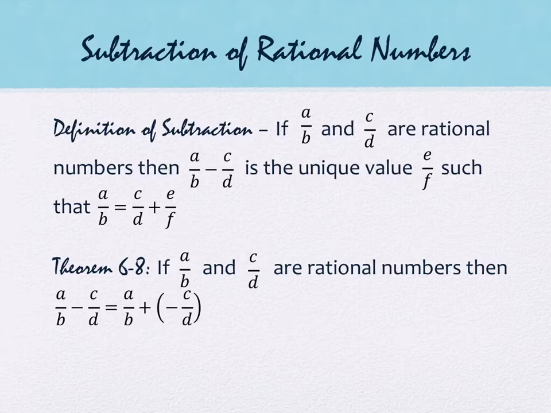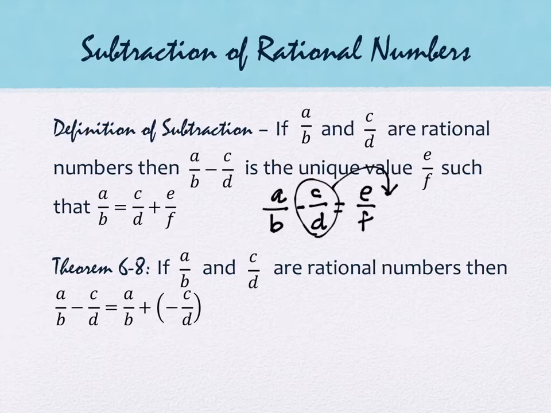If not, that's okay. It says if a over b and c over d are rational numbers and you want to subtract, then the answer is the unique value e over f such that a over b equals c over d plus e over f. And what I want you to see is that this is saying, here's that subtraction piece, that it will equal e over f. If you were to take this piece and add it to this side, you'll get this equation. So we see that?